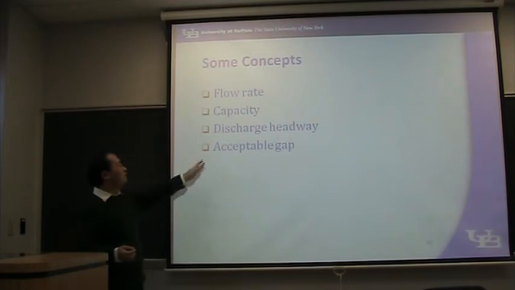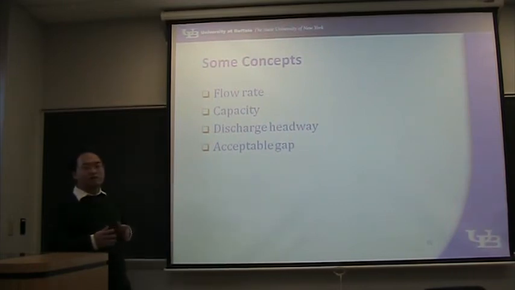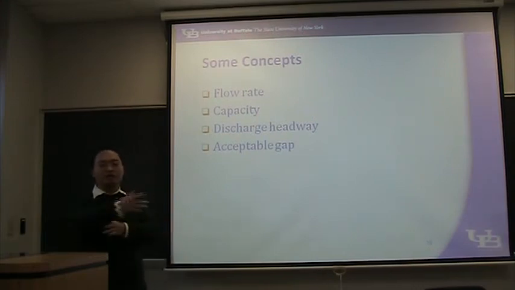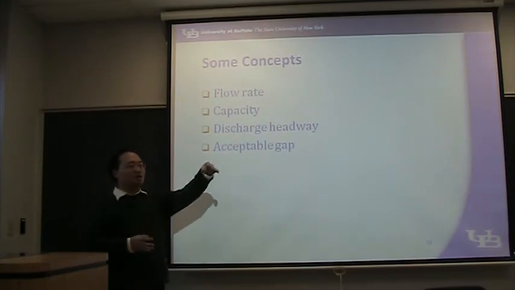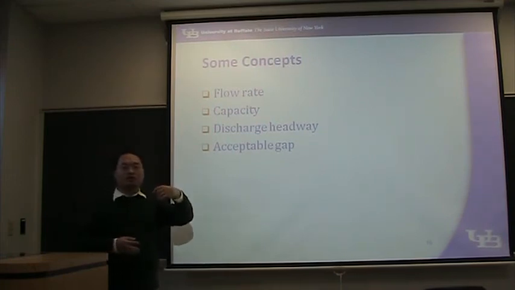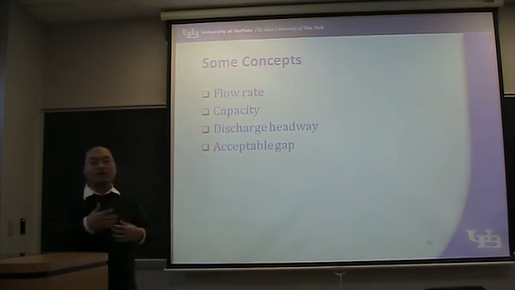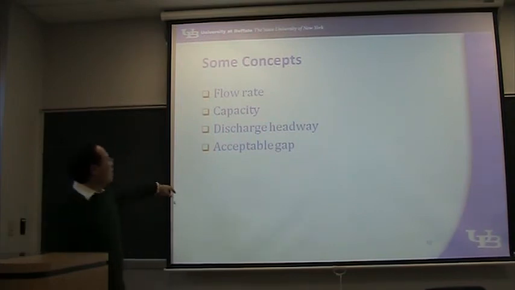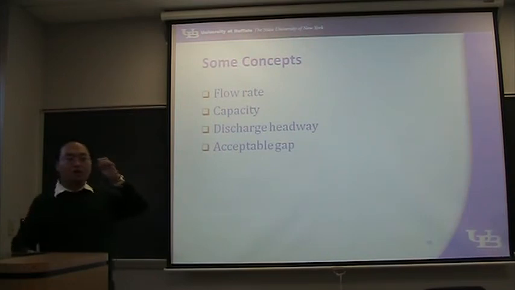The fourth concept is the acceptable gap. For example, when you are making a left turn, you want to make sure the opposing through movement, the opposing traffic, leaves you a certain gap. Otherwise, you won't be able to turn left. You can check these concepts in the Highway Capacity Manual, the file I gave you.